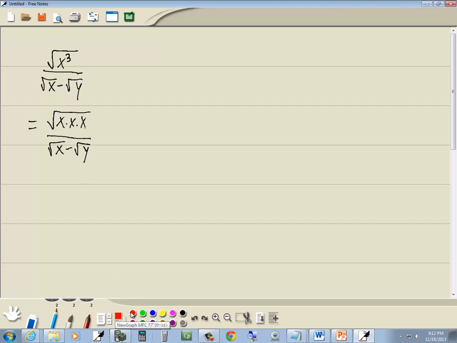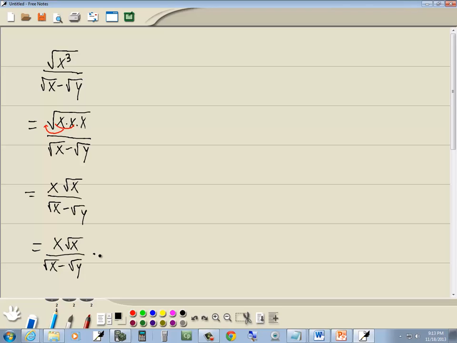Now, since we're dealing with square roots, we're looking for pairs of something. Well, here's a pair of x's. Those pair of x's are going to come out in front as a single x. So we got x square root of x up on top. And down below, we got square root of x minus square root of y. Okay, well, the issue here is we can't have a radical in the denominator. So we got x square root of x over square root of x minus square root of y.